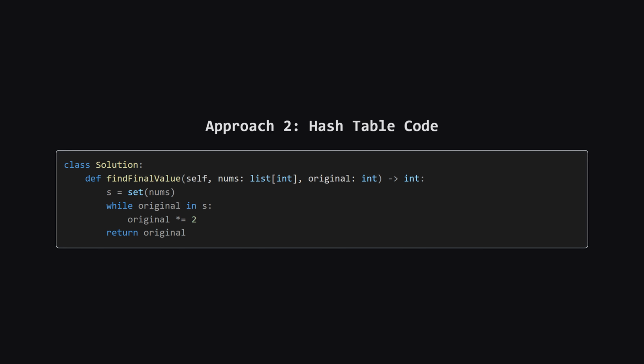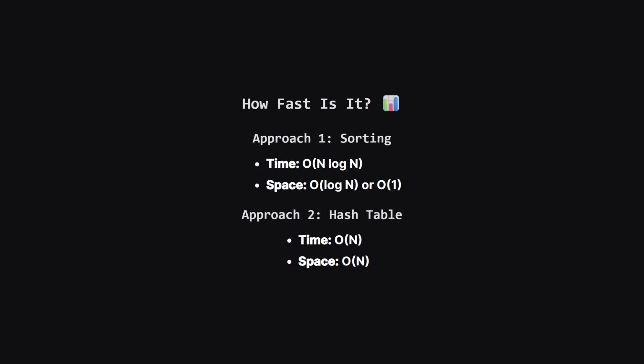So let's compare these two solutions. The sorting approach has a time complexity of order n log n. That's because the most expensive part is the initial sort. The space it uses is usually pretty small, just what the sorting algorithm needs internally. The hash set approach has a time complexity of order n. This is faster. We just have to go through the list once to build the set.